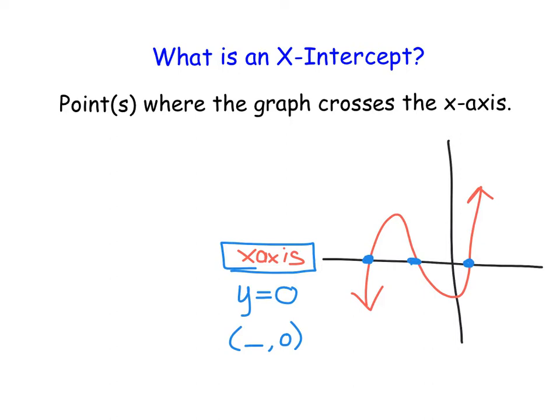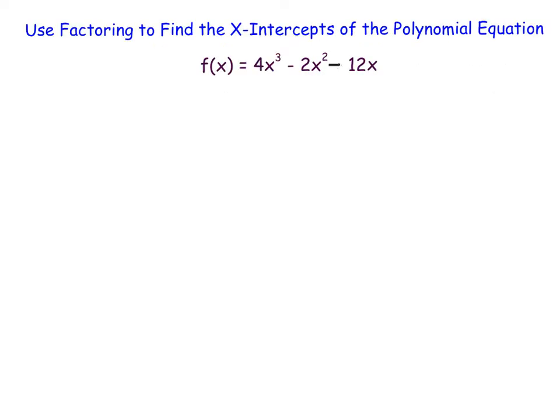It occurs on the x-axis, and whatever point it is, it always has a y value that is equal to 0. So in this example here, we're going to utilize factoring to find the x-intercepts of the polynomial equation. Now remember that the x-intercept points we know occur when y is equal to 0. So what we're going to need to do here is set y equal to 0.